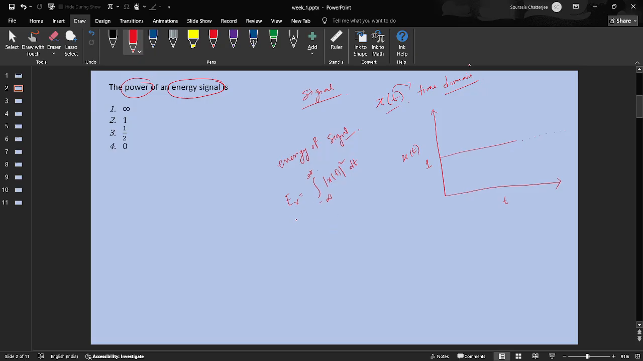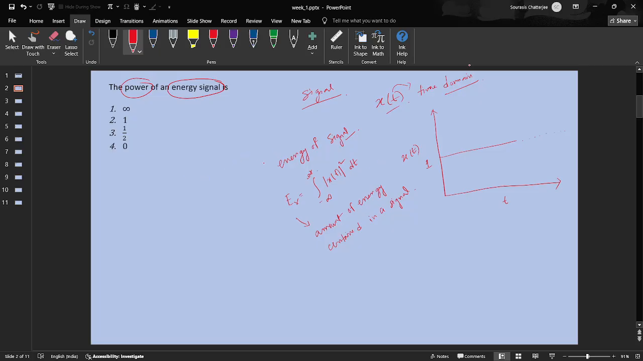This is the amount of energy content in a signal. So basically I take the absolute value square, so the amplitude square, and integrate it over the entire period from minus infinity to infinity, and that is what the energy of a signal is.